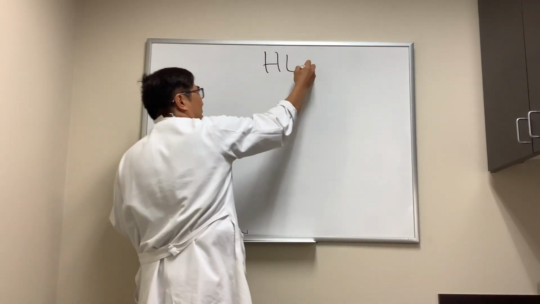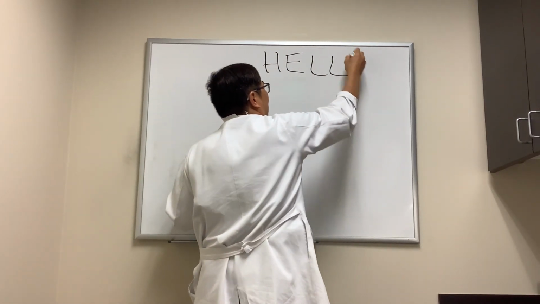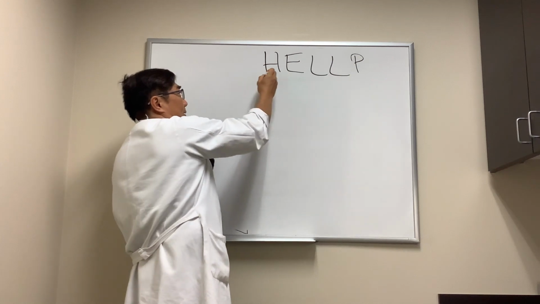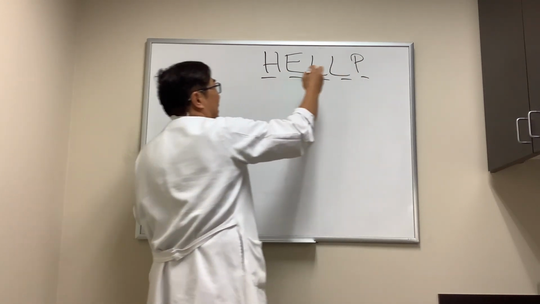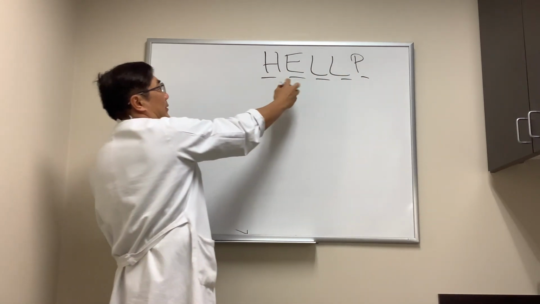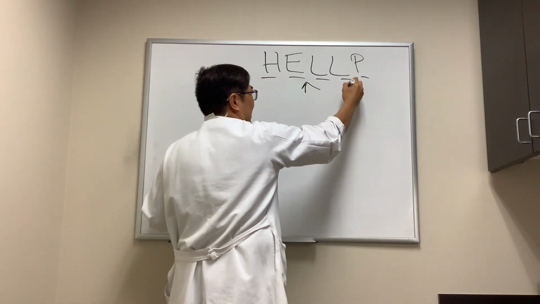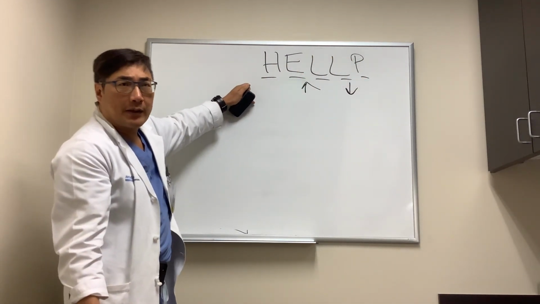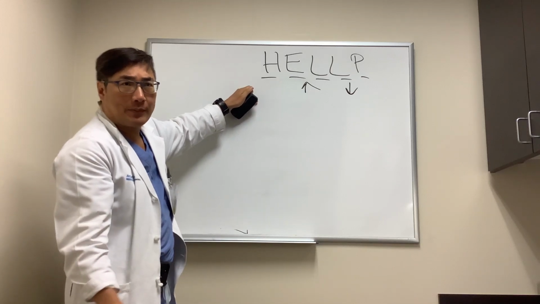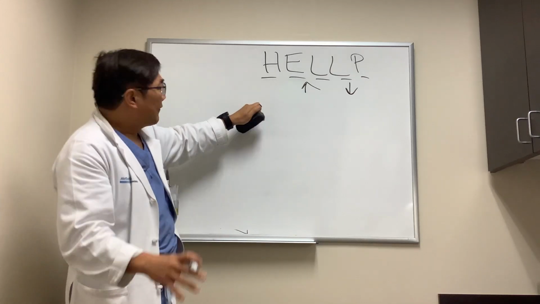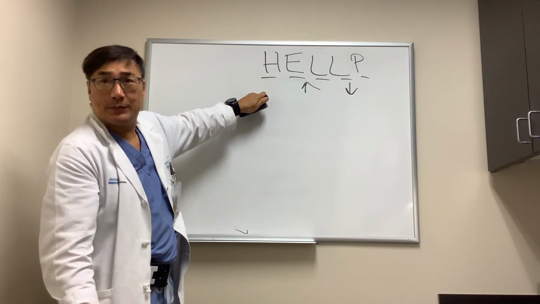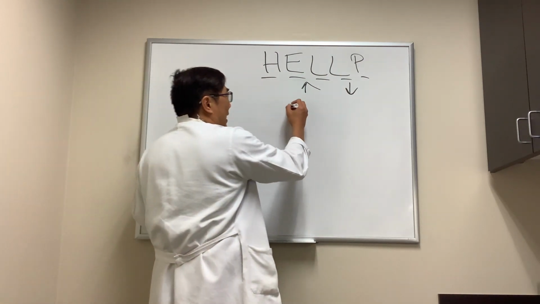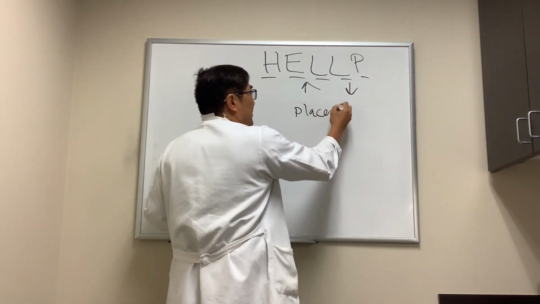About HELLP and how it comes to neuro-op, and its mnemonic and acronym. It's hemolysis with elevated liver function studies and low platelets. It's a consequence of an obstetric complication that normally happens late in the pregnancy from preeclampsia and eclampsia. And so you have placental insufficiency.